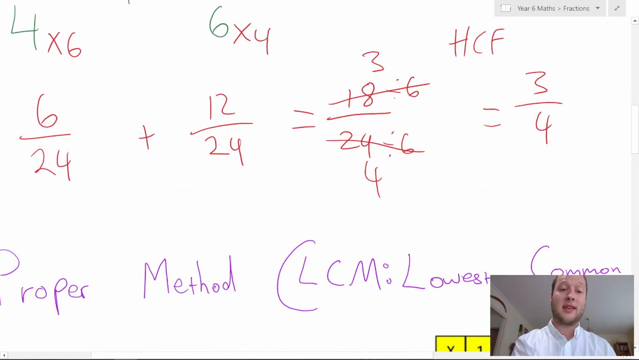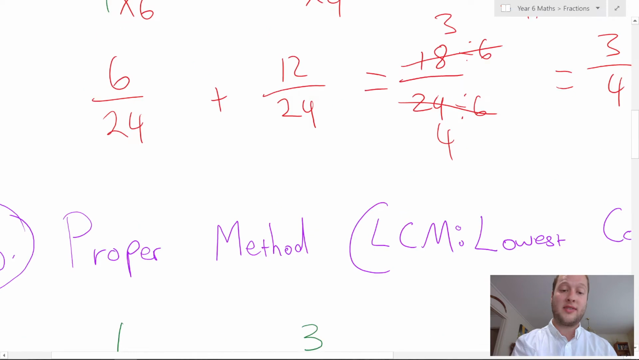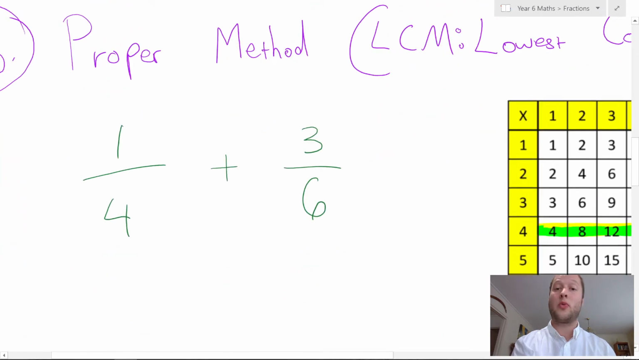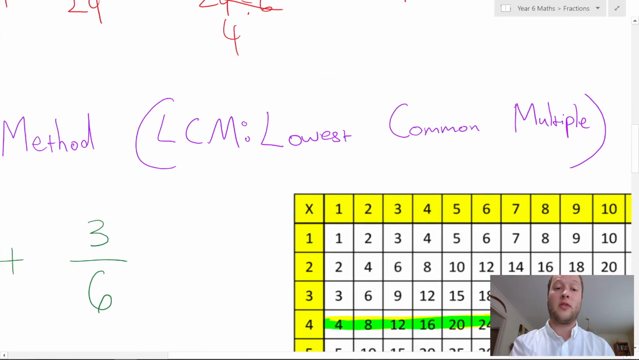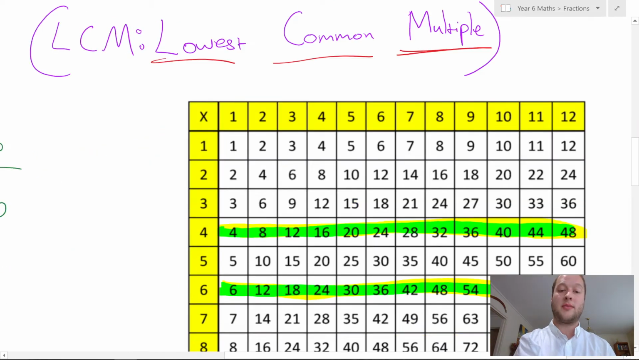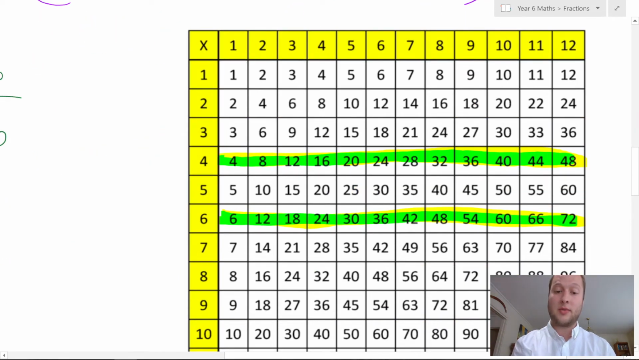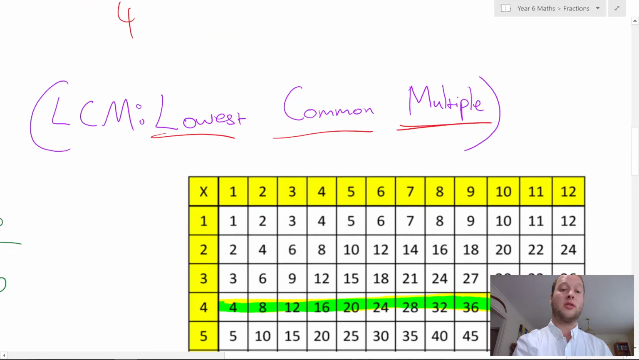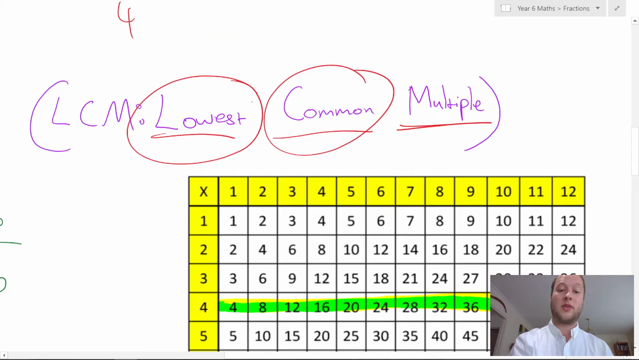Let's do the exact same question. So 1/4 plus 3/6. But this time we're doing it the proper way. We call it using the lowest common multiple. I've got a times table chart here of my 4 times tables and my 6 times tables. Remember, multiple just means multiplication, the times tables. So we want to find the lowest one they share.